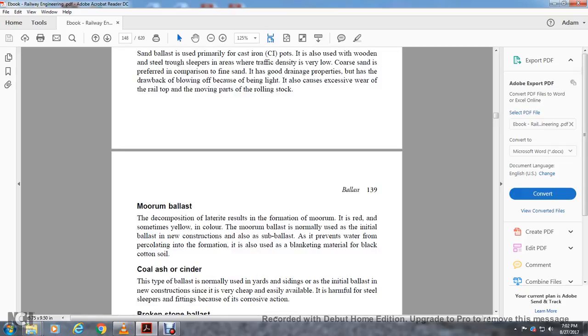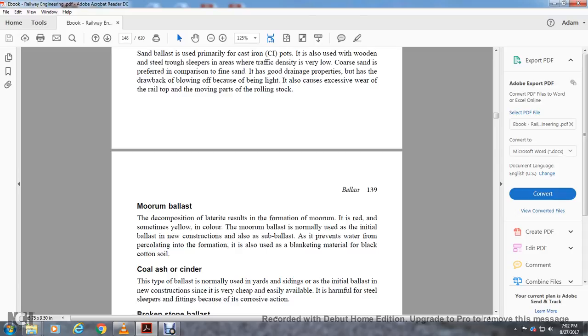Moorum ballast. The decomposition of laterite results in the formation of moorum, which is red and sometimes yellow, and is called moorum ballast. Moorum ballast is normally used as initial ballast in new construction and also as sub-ballast. It also prevents water from percolating into the formation. It is also used as blanketing material for black cotton soils.